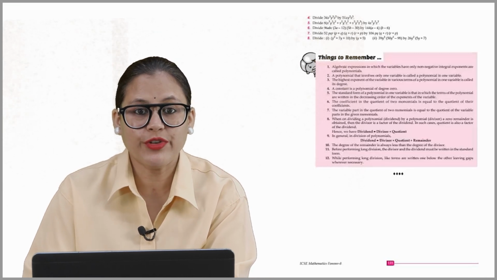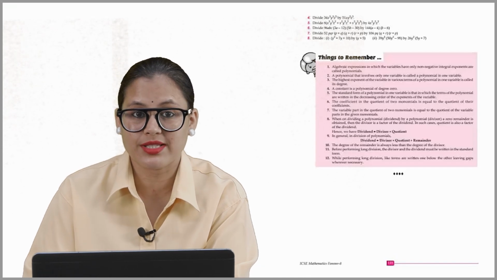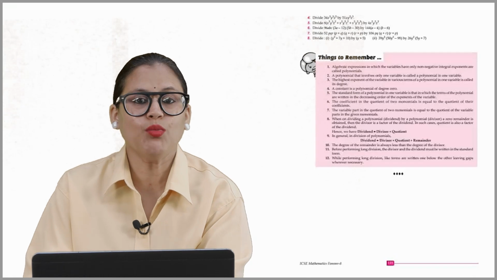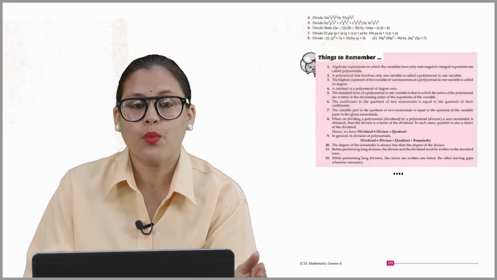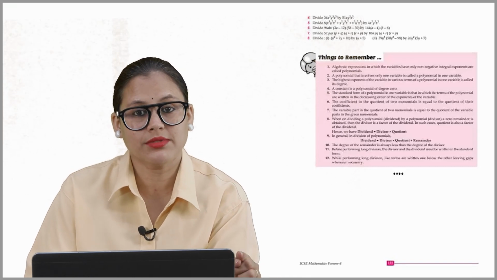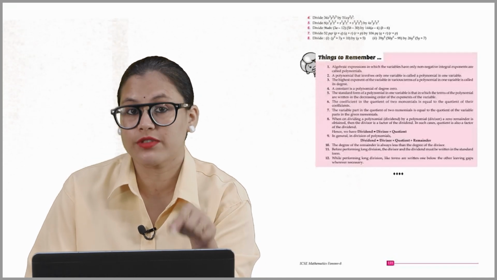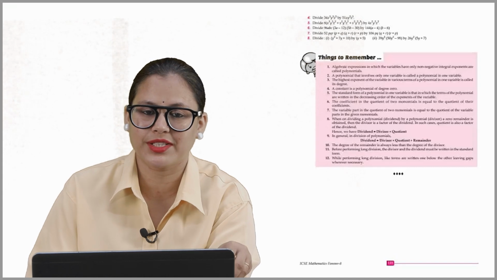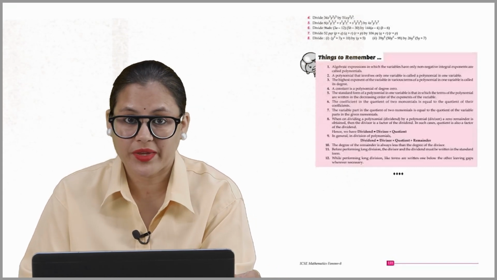Number 6, the coefficient in the quotient of two monomials is equal to the quotient of their coefficients. 7, the variable part in the quotient of two monomials is equal to the quotient of the variable parts in the given monomials. 8, when on dividing a polynomial, that is the dividend, by a polynomial, that is the divisor, a zero remainder is obtained, the divisor is a factor of the dividend. In such cases, the quotient is also a factor of the dividend. So hence we have dividend is equal to divisor into quotient, right?